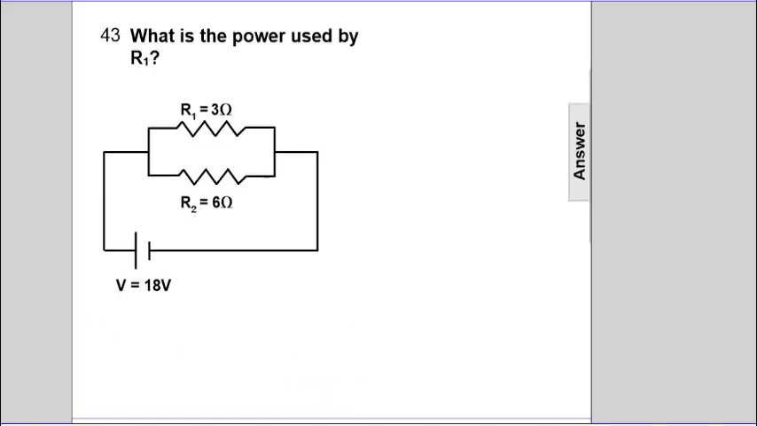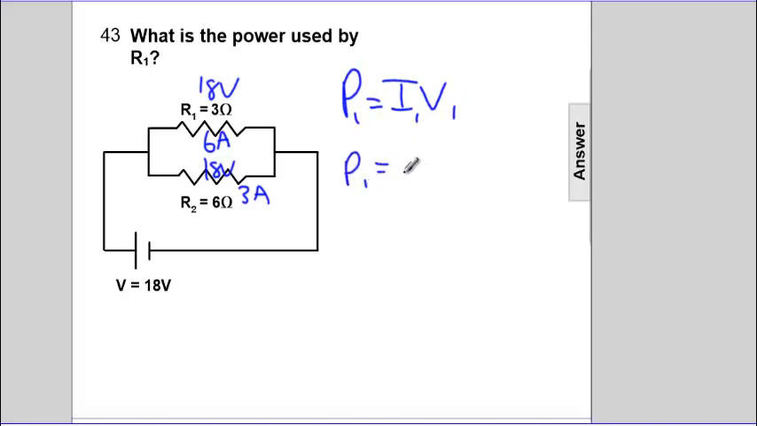What is the power used by R1? Now we know the voltage is 18 volts, and we know the current is 6 amps there. And here we know the voltage is 18 volts and the current was 3 amps. There are several ways to do this. One is power is I times V. So finding the power for 1, it's I1 times V1. So power 1 is I1, which happens to be 6 amps, times V1, 18 volts. You're going to get an answer. Use your computer, give it a shot.